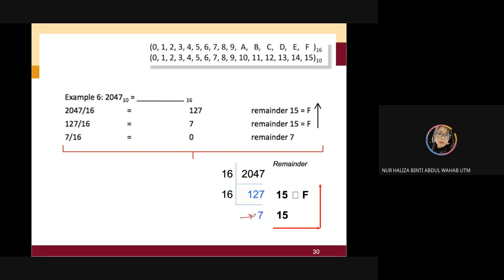Starting for the answer, you cannot do it like this, because there is no chance 15 can be represented in your hexadecimal. This 15 is F. So although this is the remainder, 15, you cannot directly apply it into your number system, because there is no such value in your hexadecimal number.